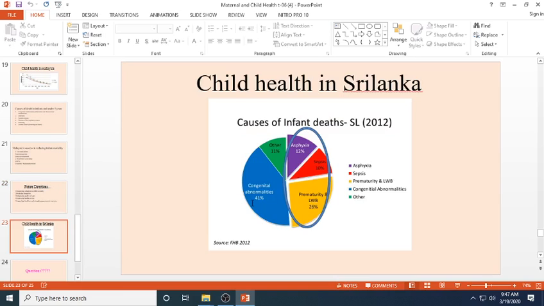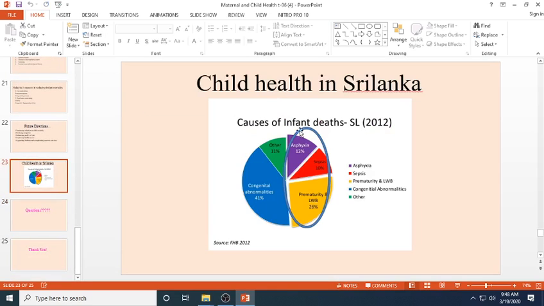Now turn towards Sri Lanka. You can see congenital abnormalities are the main cause of infant deaths in Sri Lanka. This we cannot prevent. Prematurity and low birth weight is next to that. Among these causes, prematurity and low birth weight, asphyxia, and sepsis we can prevent through proper child care. As healthcare personnel, you should be skillful to reduce these deaths among children.